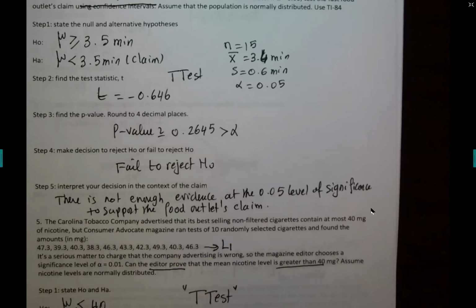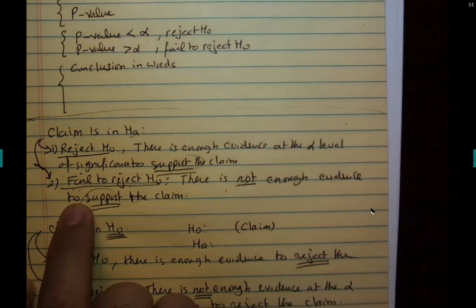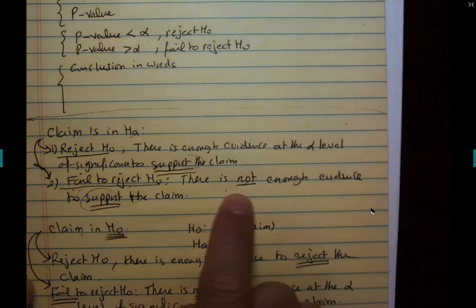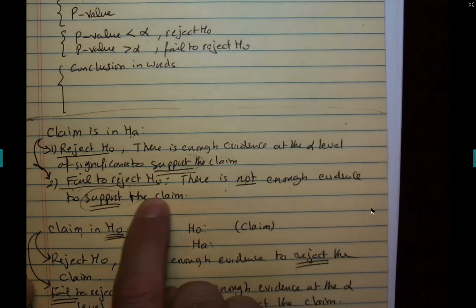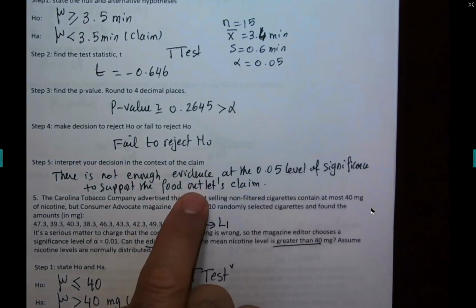I'm gonna go back to my yellow sheet. The claim is in HA. We failed to reject H0, look what we write. There is not enough evidence at the 5% level of significance to support the claim. Watch. There is not enough evidence at the 0.05 level of significance to support the food outlet's claim.